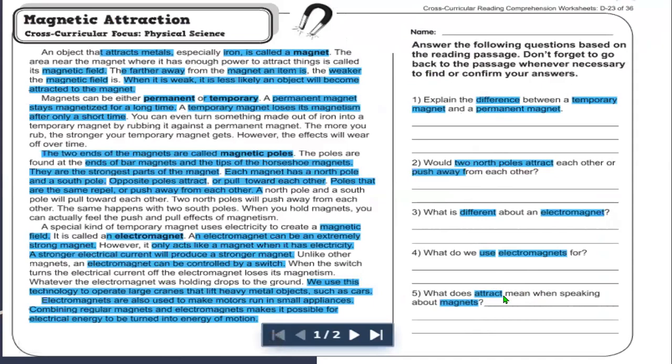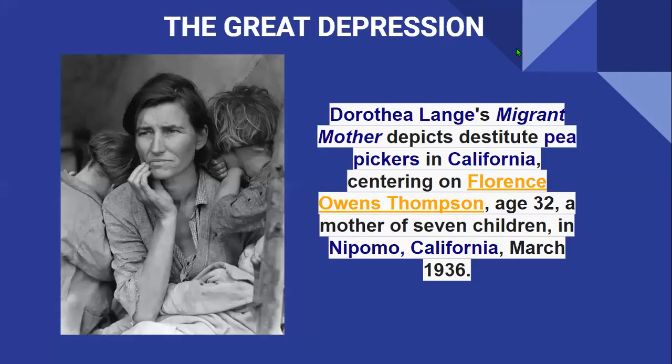I'll switch over to my other PowerPoint on the Great Depression, which isn't as long. It's much shorter. And let's see. So let me do that really quick. I'm just going to pause this for a second so I can find it without you having to wait. So hold on. I'm going to pull my other PowerPoint up. Okay. So we're back, and this is the other reading passage.